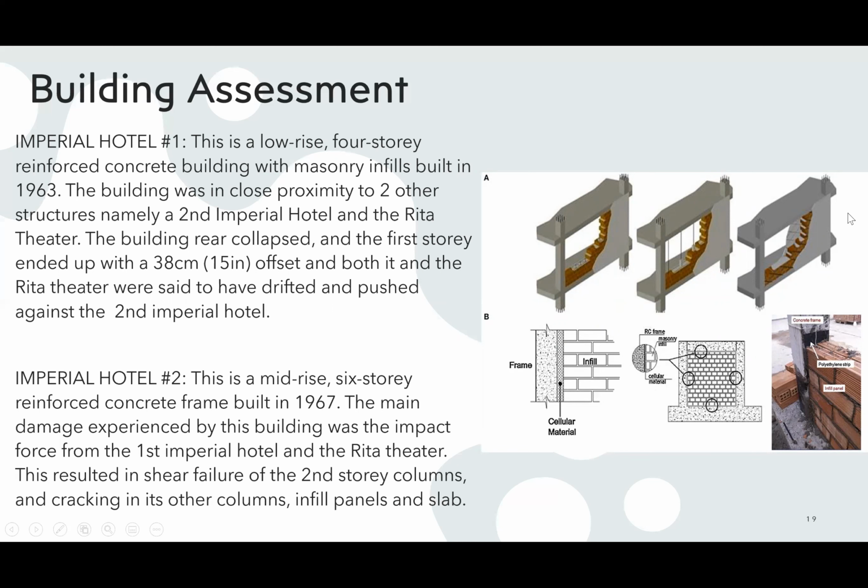Now, the second Imperial Hotel is a mid-rise 6-story reinforced concrete frame built in 1967. The main damage experienced by this building was impact force from the first Imperial Hotel and the Rita Theater. This resulted in shear failure of the second-story columns and cracking in its other columns, infill panels, and slab.